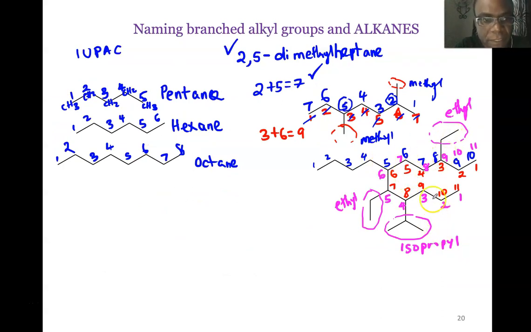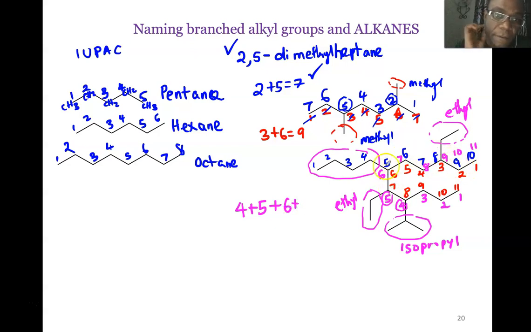So in the magenta, I have a substituent at 4. I'm going to sum it up, and then at 5 here, 4th carbon, 5th carbon, and then oh, there's one more substituent here. I have a substituent at 6. It's popping out of the longest chain, and then I have a substituent at 9. So if I sum all this up, what do I get? I think it's 24. Yeah, I get 24.